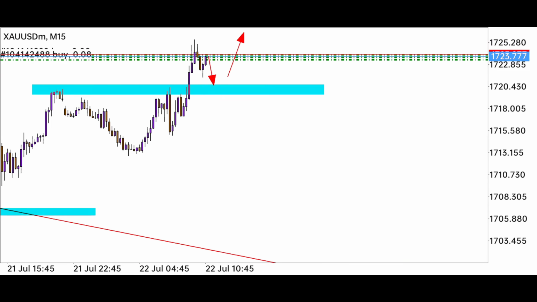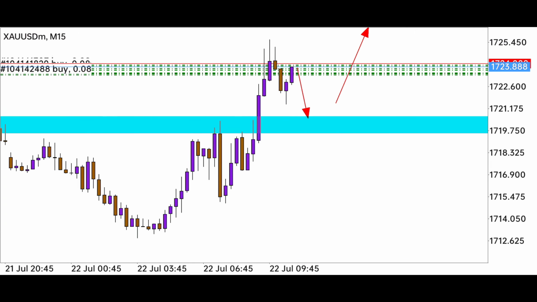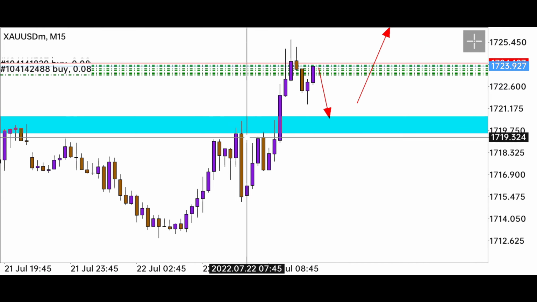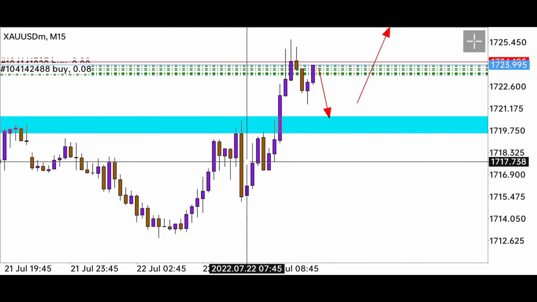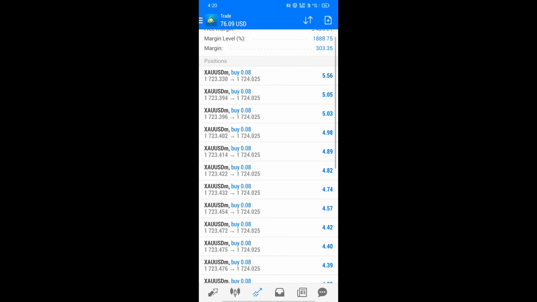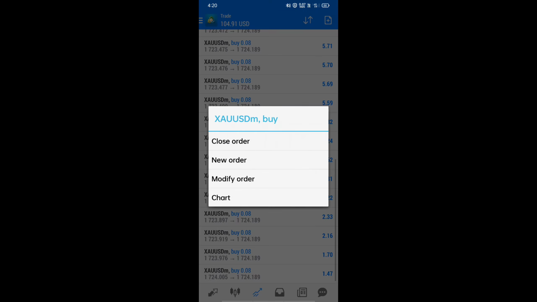With the same setup, we have taken a buy trade with proper risk management here. Our stop loss will be below the supply-demand area, as usual. Maybe the market could come down a bit more for the second retest. Our trade is running in positive.